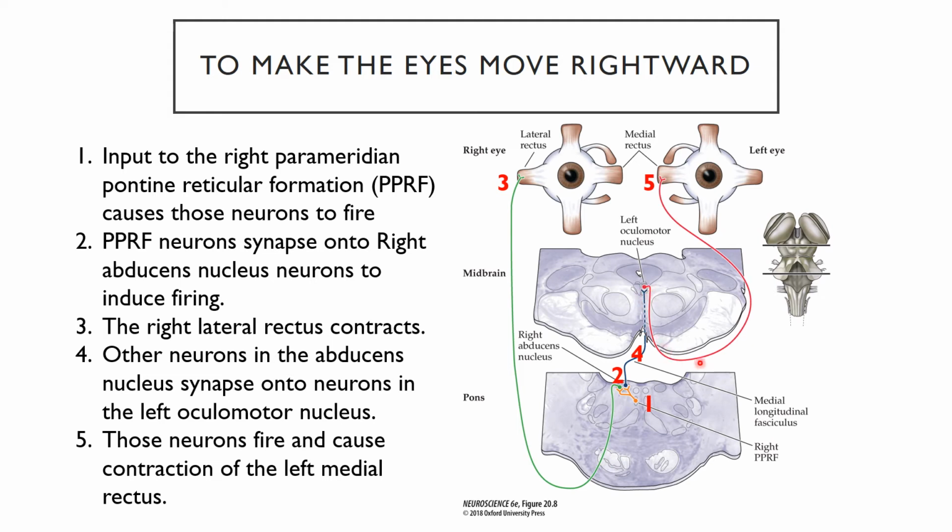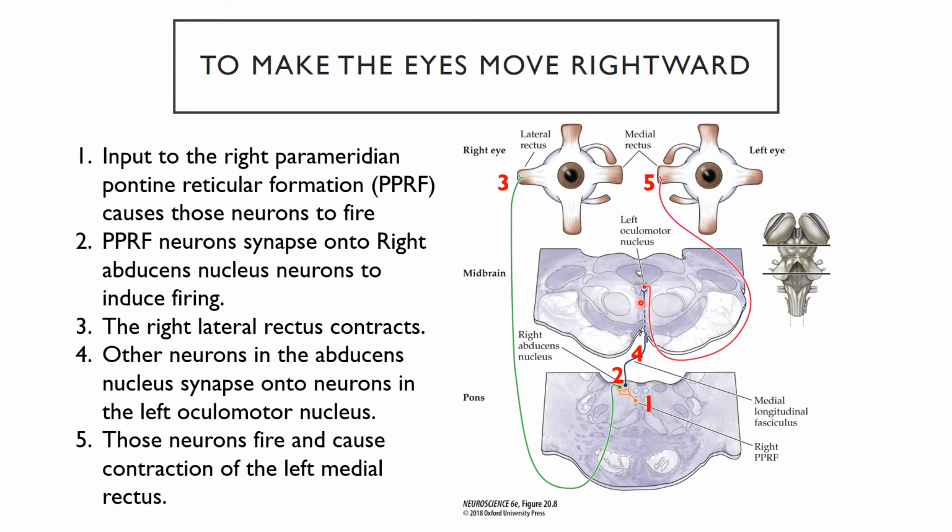That left oculomotor nucleus synapses onto the medial rectus in the left eye. So now this is contracting. Now both muscles are contracting, and then the eyes are being pulled to the right. So you have this initial starting point, and then you have a coordinated system of saying, okay, well, we need opposite muscles to respond here.